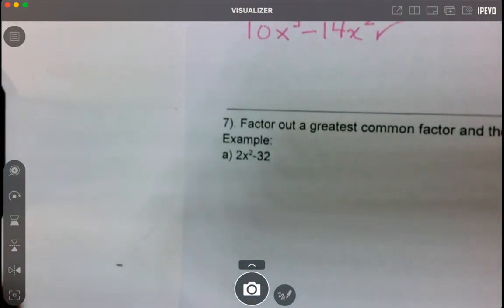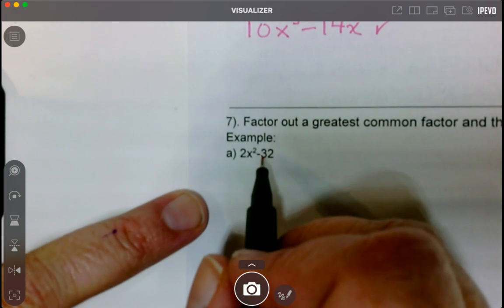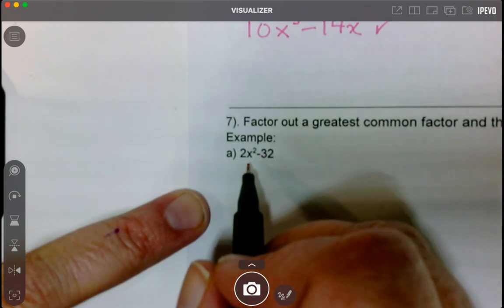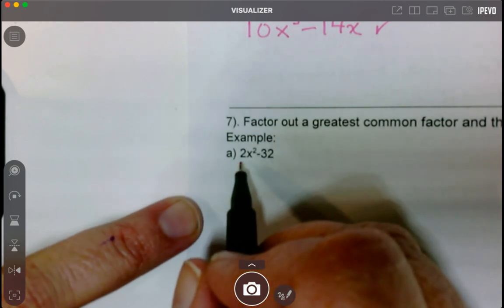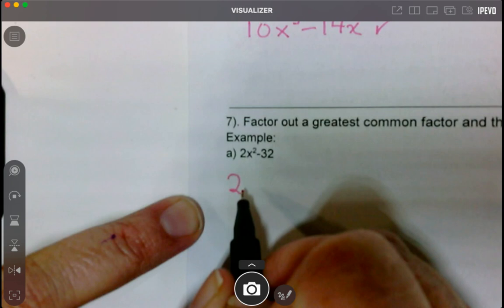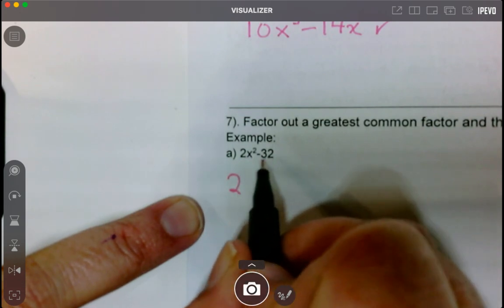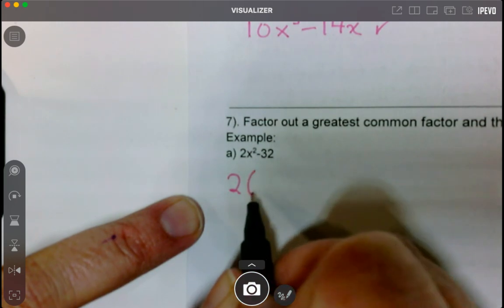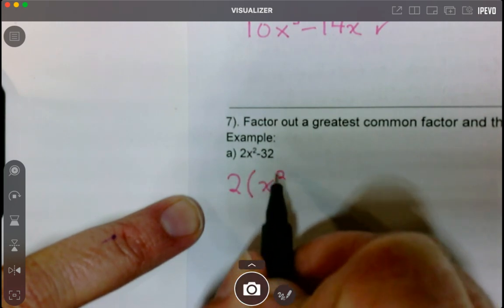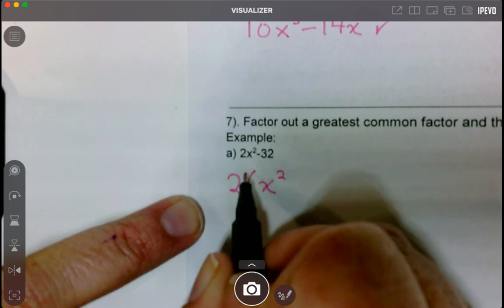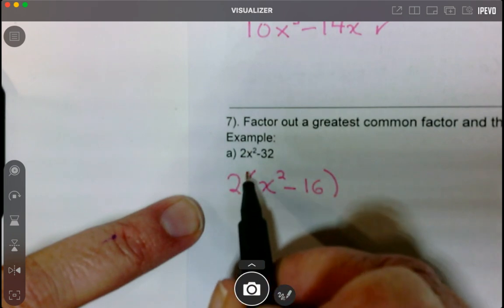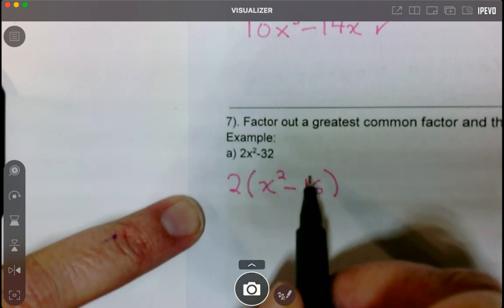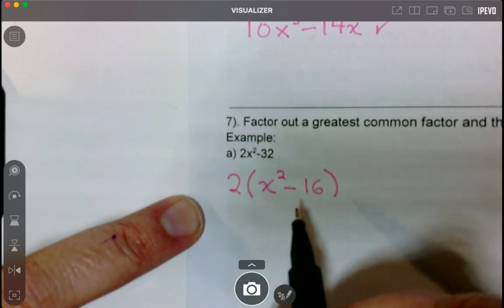Okay, so here I have a 2 and a 32. Well, lots of things go into 32, but your greatest common factor can't be smaller than the smallest coefficient. So I can factor out a 2. I can't factor out any x's because if both terms don't have x's, you can't factor out x's. So that gets me x squared, and 32 divided by 2 is 16. All right, and I can do this one in my head. If I distributed, I'd have 2x squared minus 16 minus 32. I checked it, it's good.